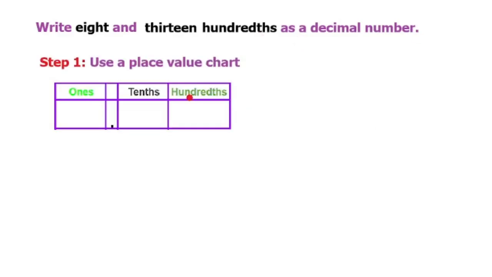So the first step is to use a place value chart. Okay, it always makes everything easier. You have your ones, your tenths, and your hundredths. And this is where the decimal spot is.